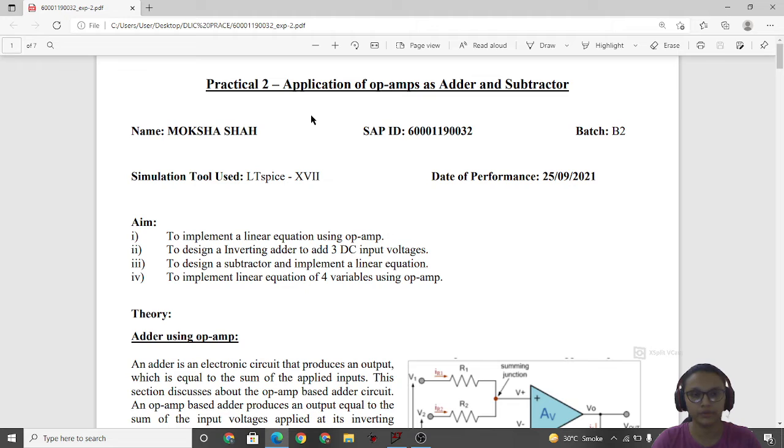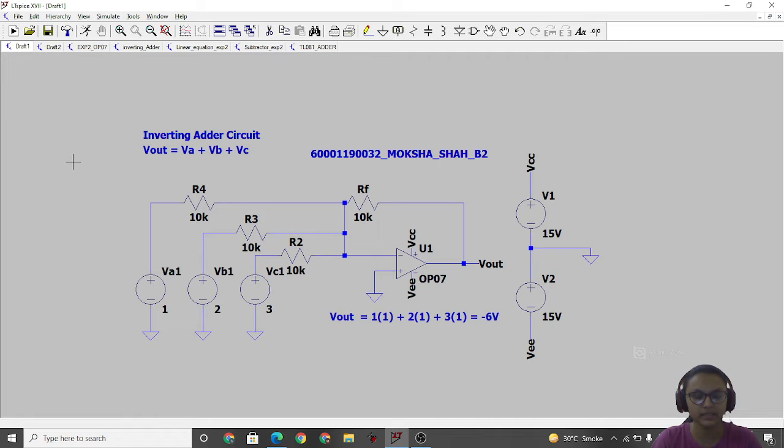Today I'll be performing an experiment on op-amps as adder and subtractor. So let's start with showing you the inverting adder to add 3 DC input voltages. First, open LTSpice. I've already built a circuit, since in the first experiment I showed you how to take the resistors and how to bring in the components, OP07 and all.